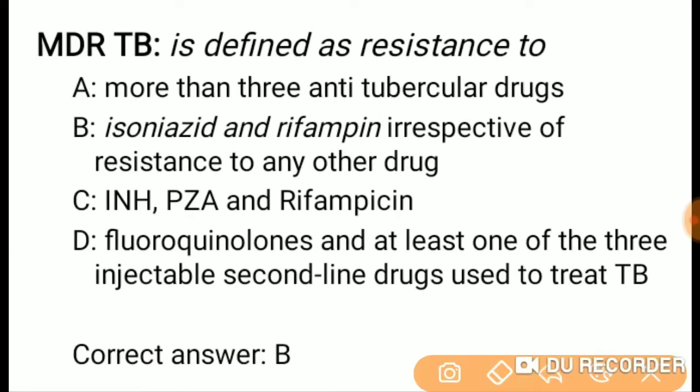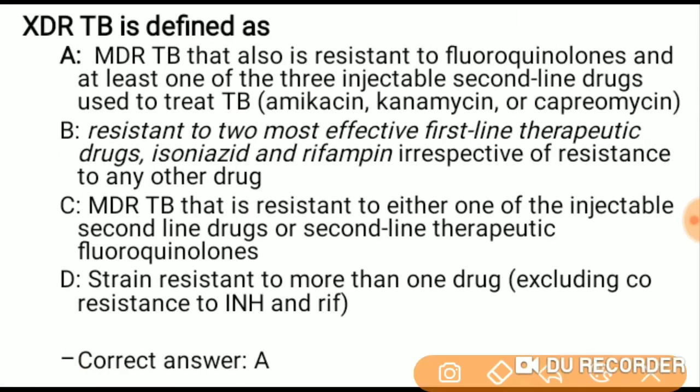Now, MDR TB is defined as resistance to isoniazid and rifampicin, irrespective of resistance to any other drug. So this is the answer. MDR, very high yield.